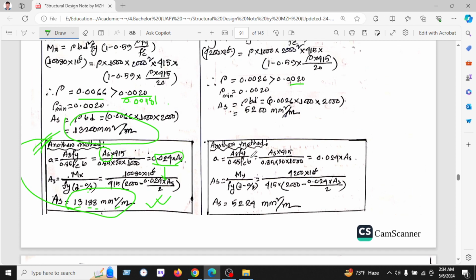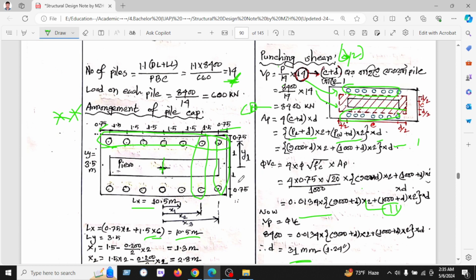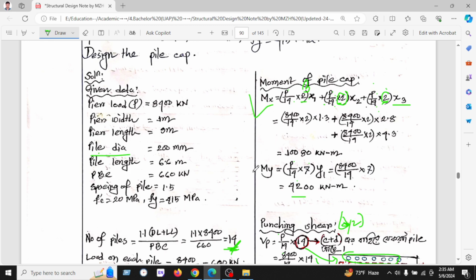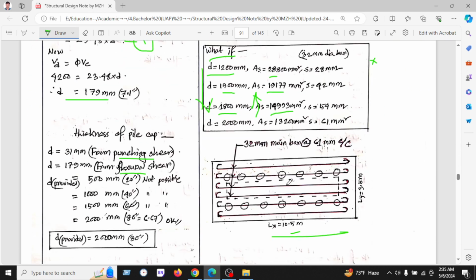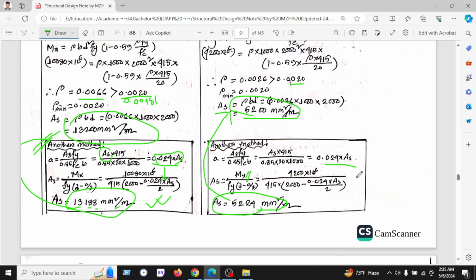Another method: As equals My divided by phi Fy and the lever arm, where My is the moment in the y direction. We have found two types of moment, Mx and My. We have used the My, found 5224, and this reinforcement and the earlier reinforcement are almost similar, so we can use any kind of formula.